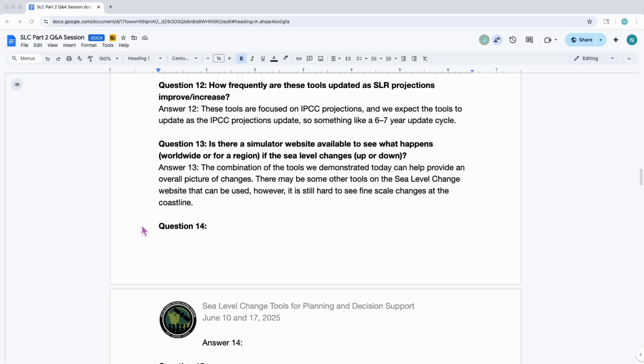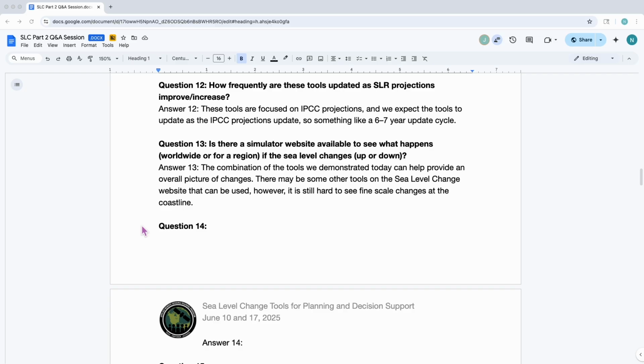sea level goes up in a place, and can you see a large swath of land being impacted or flooded? I think there are some other tools on the Sea Level Change Team website at sealevel.nasa.gov. So you might check that out. There are some other tools there that do have some of that capability.